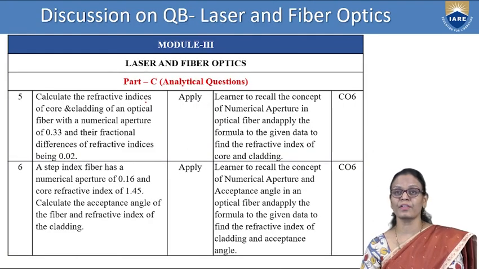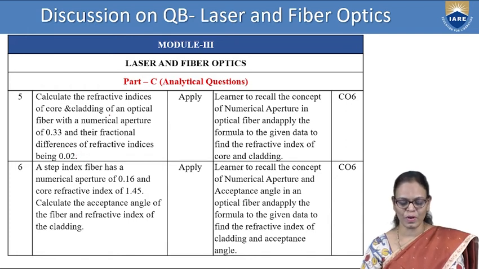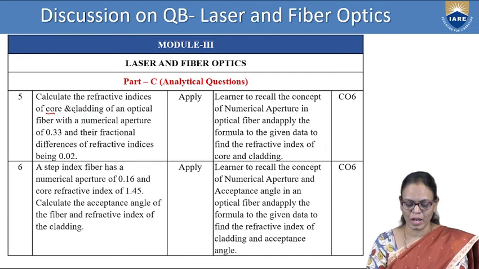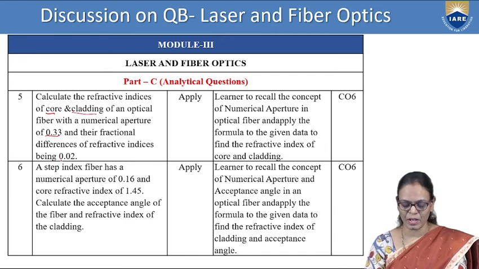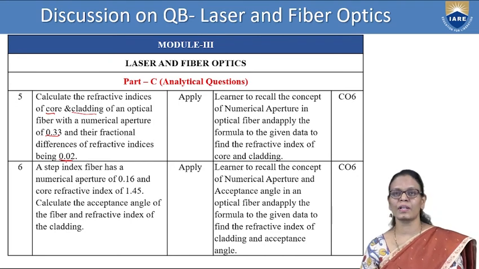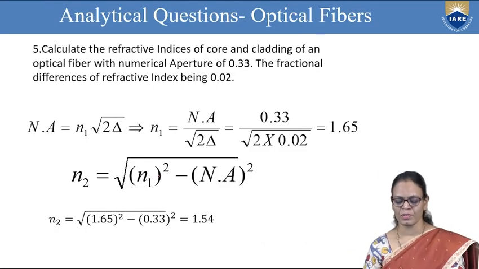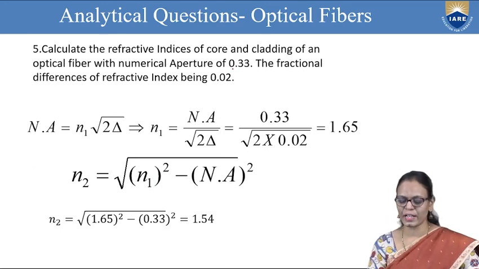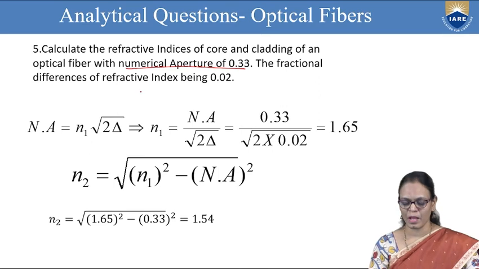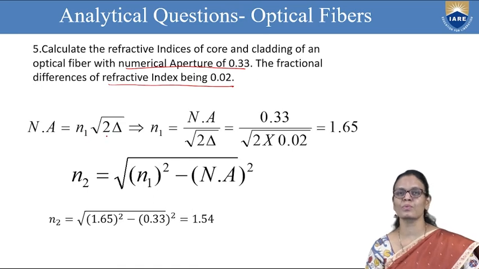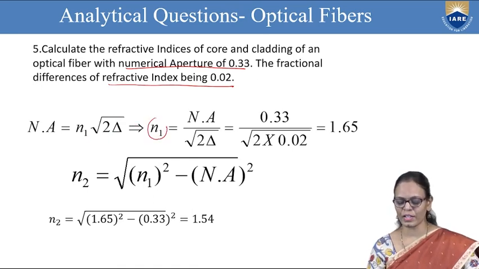Now the next one: calculate the refractive index of core and cladding of an optical fiber with a numerical aperture of 0.33 and a fractional difference of refractive index of 0.02. So you have to find the refractive index of core and cladding. Numerical aperture is given and the refractive index change is given. So let us see how we are going to approach it. The data here is NA, the numerical aperture, and the refractive index change. We are going to use the formula NA is equal to n1 under root 2 delta. We have to find n1, the refractive index of the core.